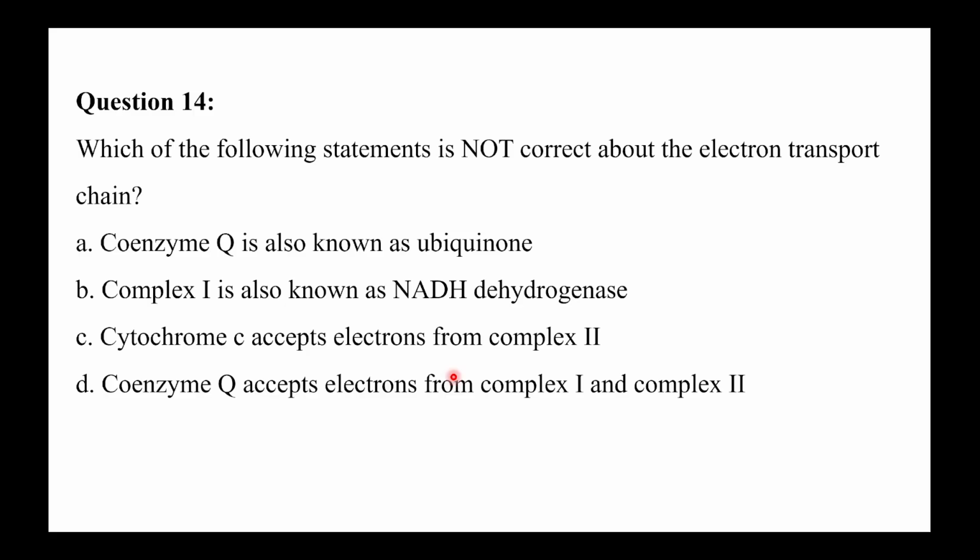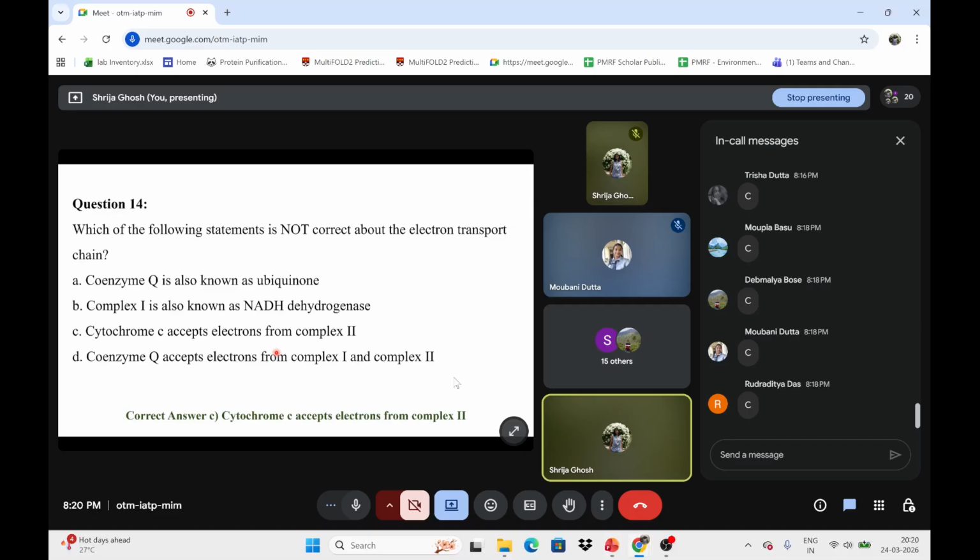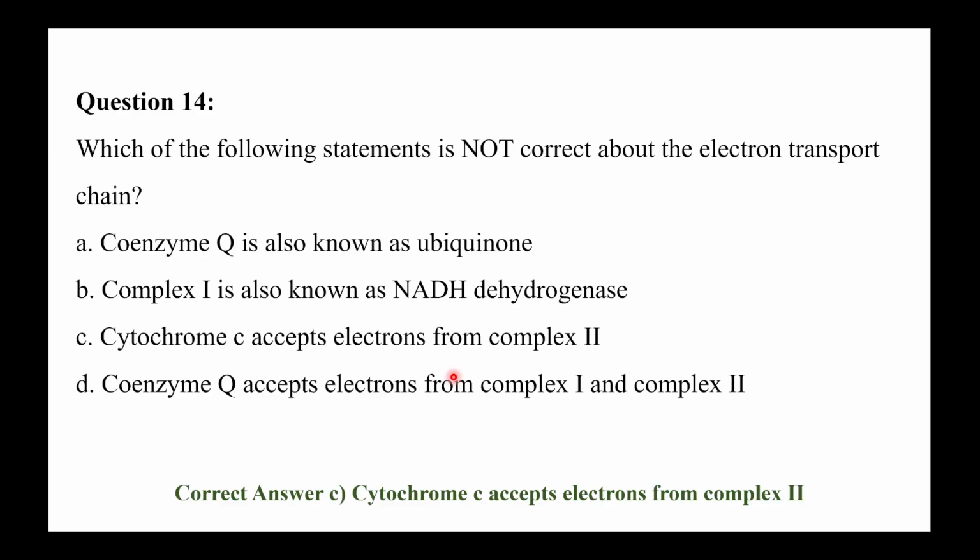The correct answer is option C. Cytochrome C accepts electrons from complex 2. I just showed you the electron transport chain and explained all the steps. From which complex is cytochrome C accepting electrons? Anyone? Yes, complex 3. Mopia has answered complex 3. Cytochrome C accepts electrons from complex 3. Complex 1 and 2 give the electrons to coenzyme Q. So the fourth statement is correct.